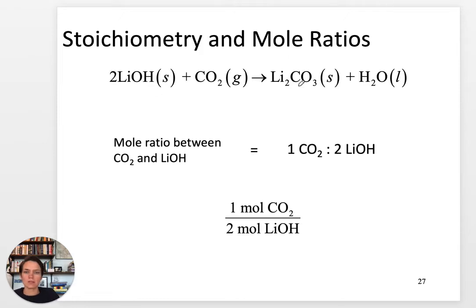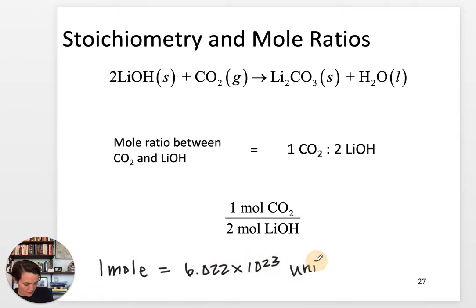So here we have a chemical reaction. It's already balanced for you. And we talked about how we have this mole ratio that's represented by our coefficient. Remember, the absence of a coefficient means that there is 1 mole versus 2 moles for LiOH. So just as a quick review, going back to lecture 1 of this chapter, remember that 1 mole is equal to 6.022 times 10 to the 23rd units.